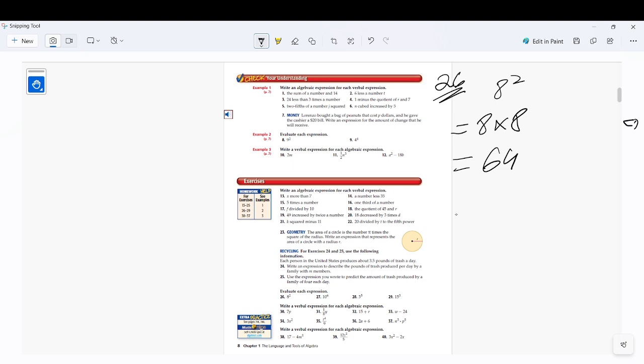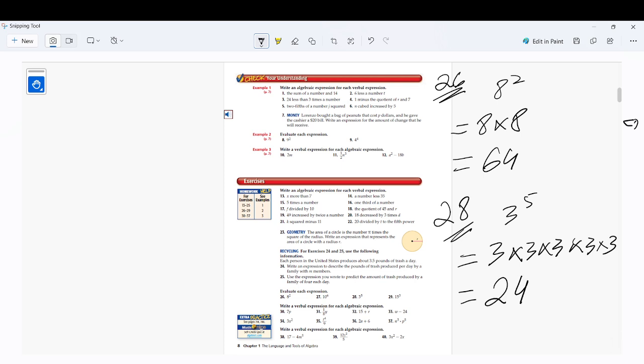Let's take 28. That says 3 to the power 5, so we can write 3 five times: 3 into 3 into 3 into 3 into 3. 1, 2, 3, 4, 5. So 3 3s are 9, 9 3s are 27, 27 3s are 81, and 81 into 3 is 243, right?